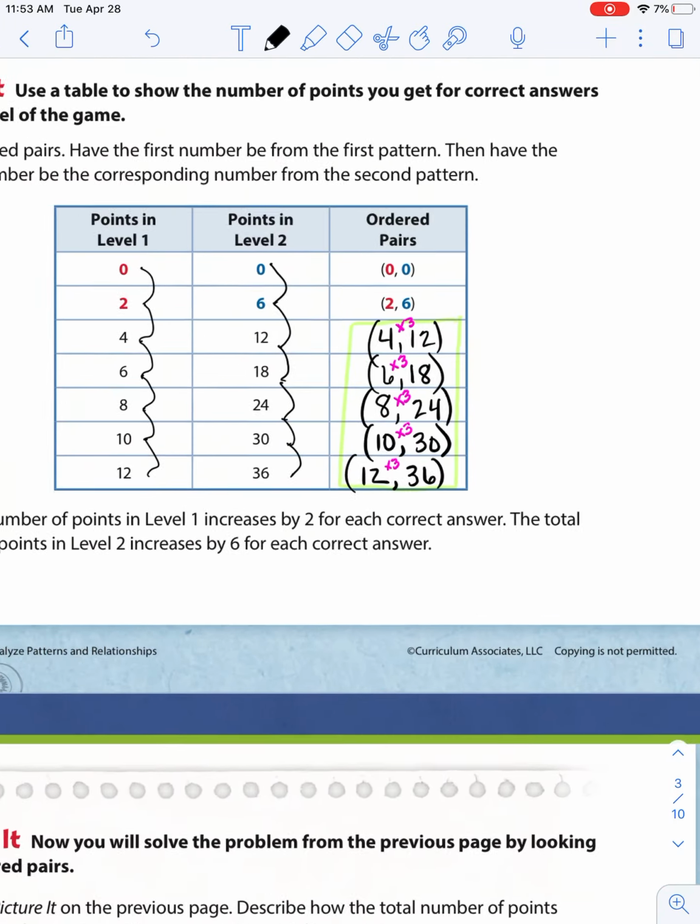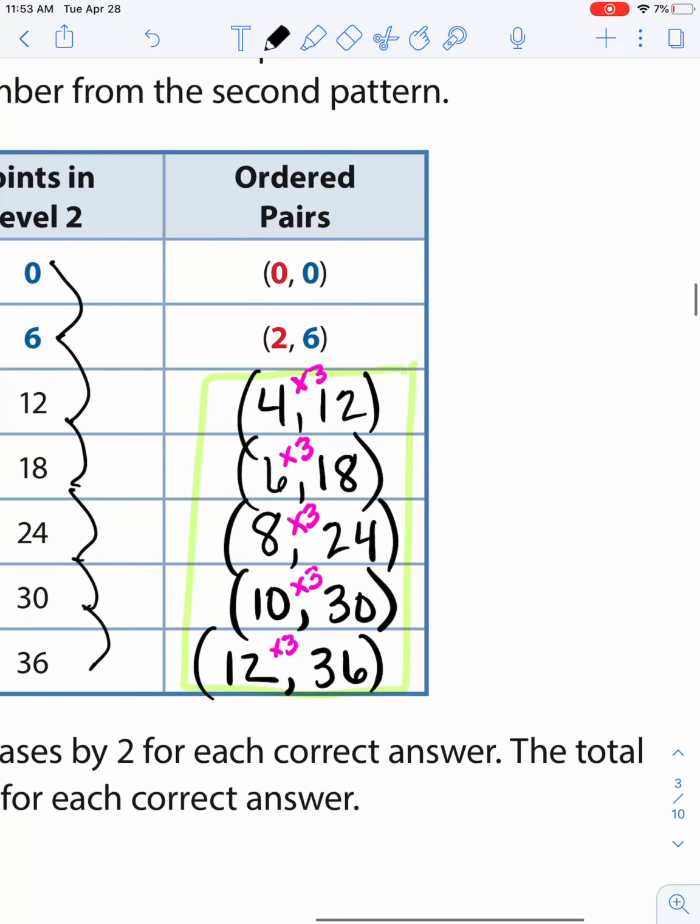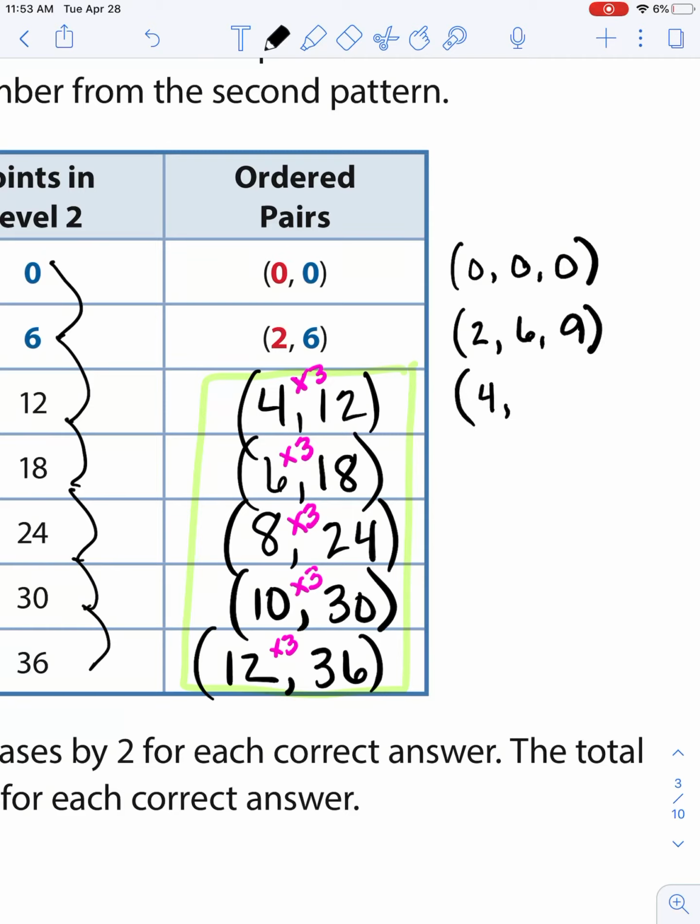Well, if I go back up here, if they get 9 points in the next one, it would be 0 for level 1, 0 for level 2, 0 for level 3. Then it would be 2 points, 6 points, 9 points. Then it would be 4 points, 12 points, and then what? If we went up another 9, 18 points. 6 points, 18 points, and then, got to go up another plus 9 here. What would that be? 27.